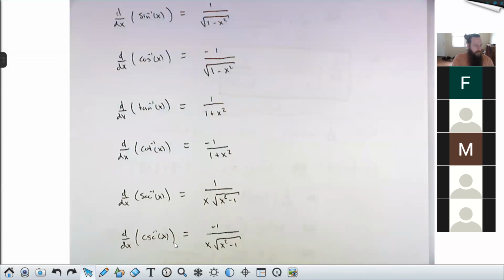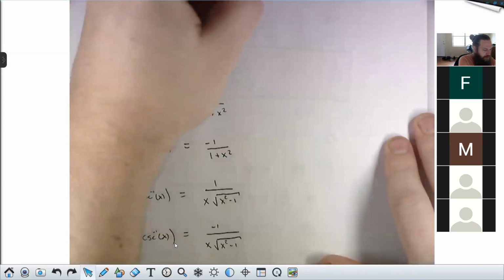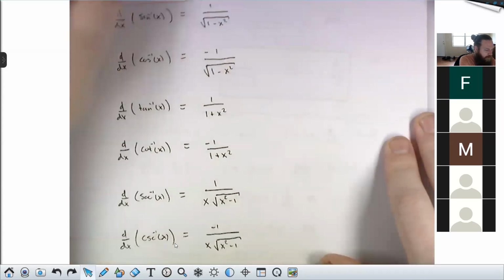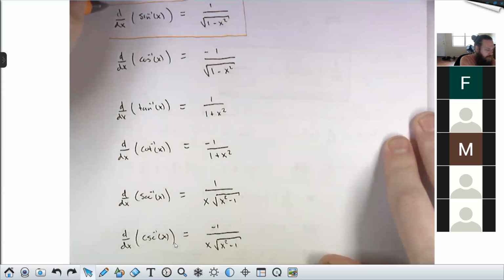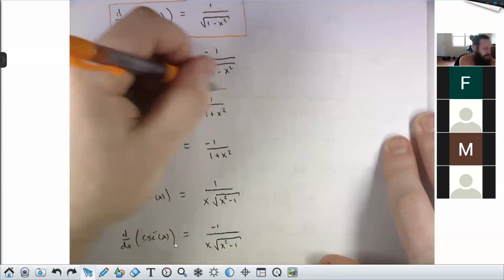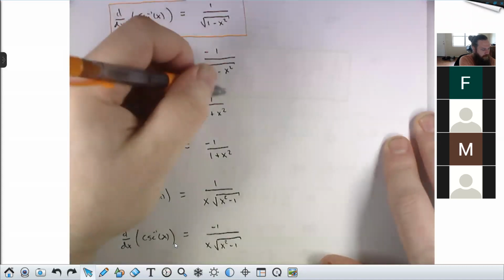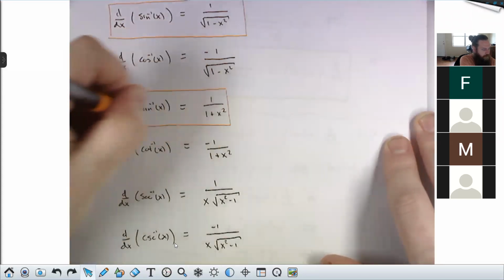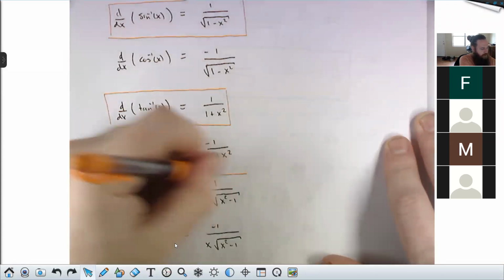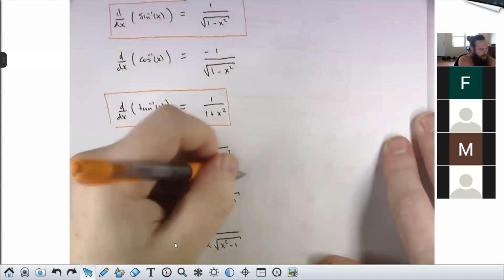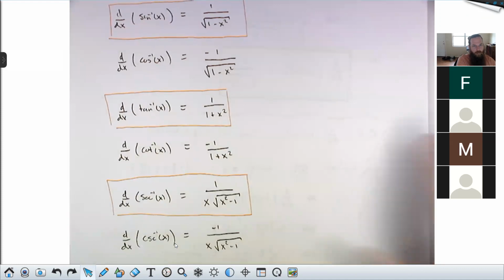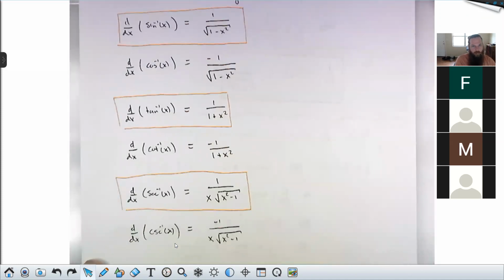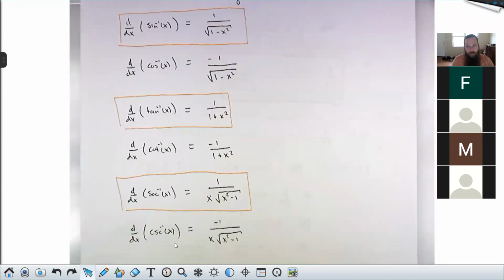So my advice here is to memorize this. This. And this. And then you just remember those 3 along with the rule that if you have a cofunction, its derivative will just be the negative of the normal one.